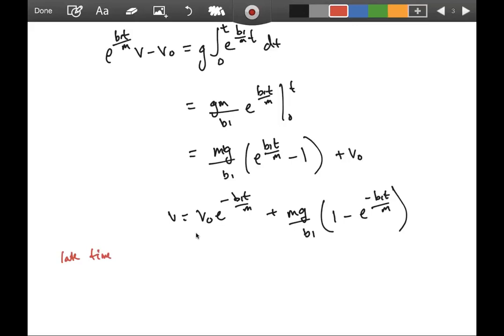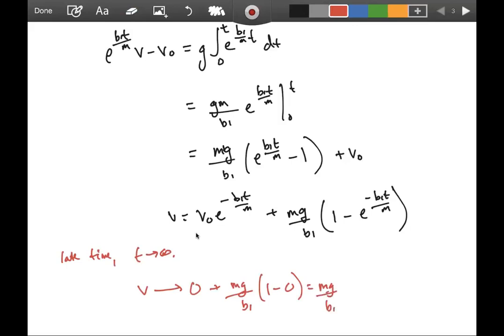So in this case, meaning that's what? T goes off to infinity. So this is my late time limit. In this case, V is then going to be equal to, well, if T goes to infinity, the first term here is going to go to 0. So I'm going to get a 0, plus an mg over b1 times 1 minus 0, which is all the same thing as mg divided by b1.